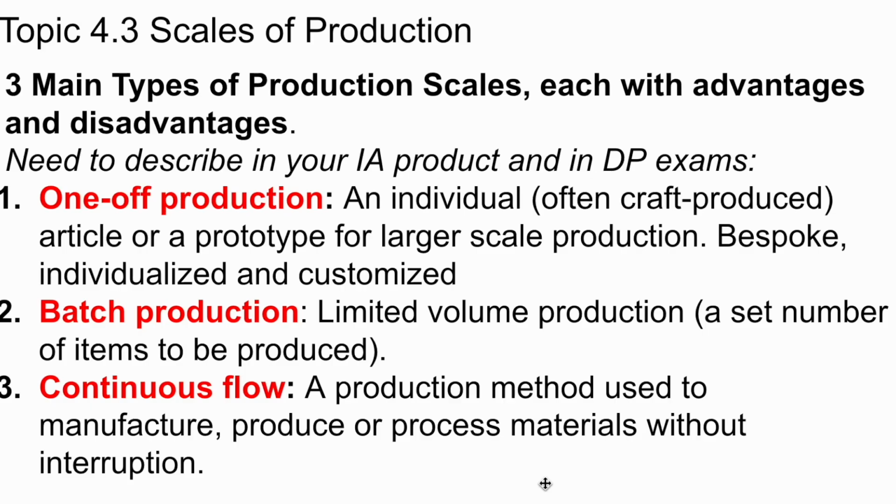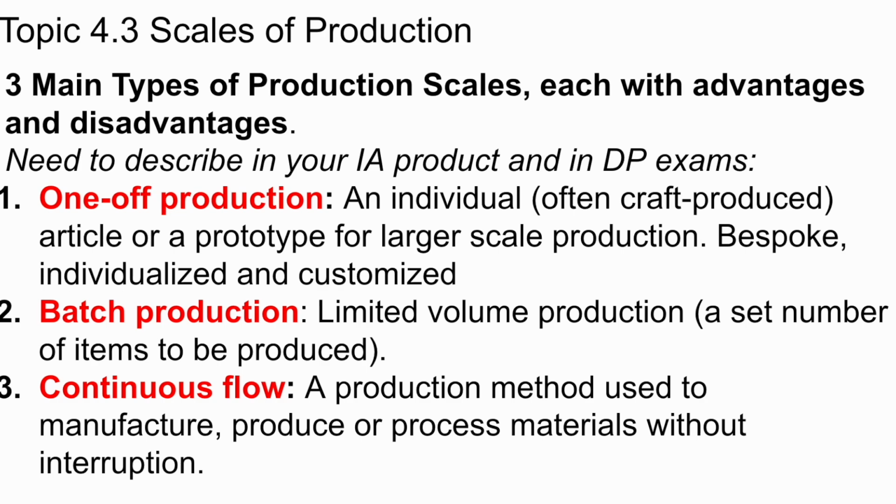Hi, this is a recorded lecture for the IB/DP Design Technology, topic 4.3 Scales of Production. There are three main types of scales of production that we need to pay attention to, and we need to know about the advantages and disadvantages of them. This is important for your IA, especially if you are an HL and you are doing Criterion F, but it's also something that appears on exams.